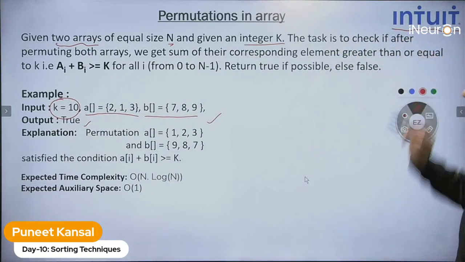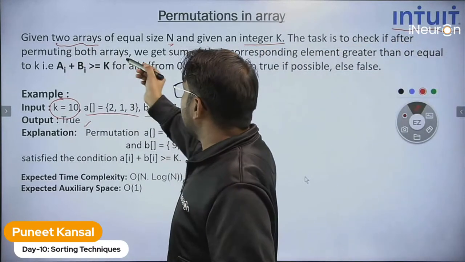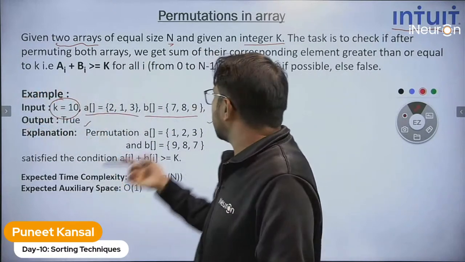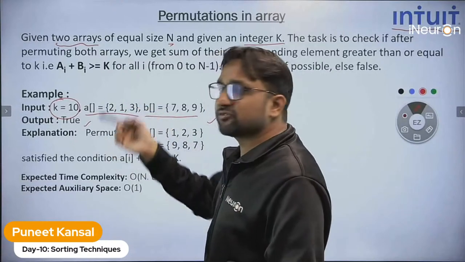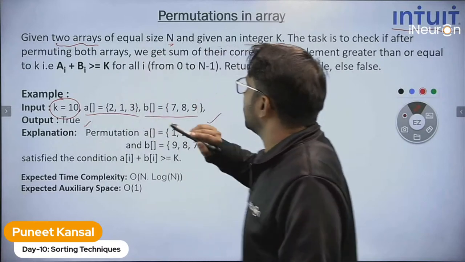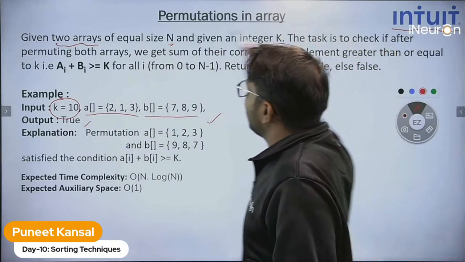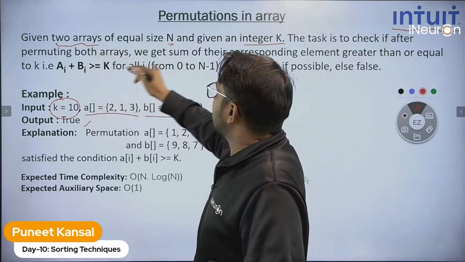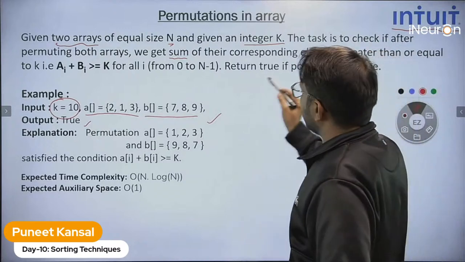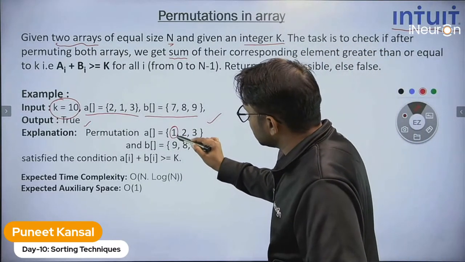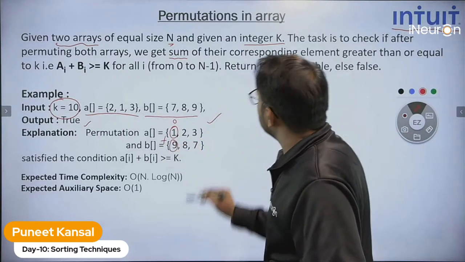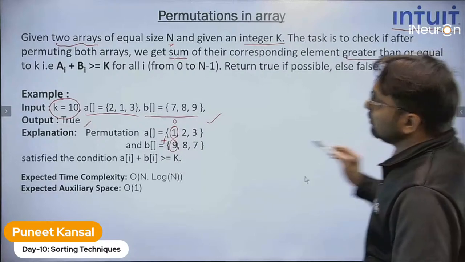The task is to check if after permuting both the arrays, permuting means you can arrange the elements in any order. You can arrange the elements like 2, 1, 3, or 1, 2, 3, or 3, 2, 1. Whatever way you can arrange, any permutation you can make. After shuffling the elements, if we take the sum of the corresponding elements, the 0th element here and the 0th element in B, is the sum greater than or equal to the k value?